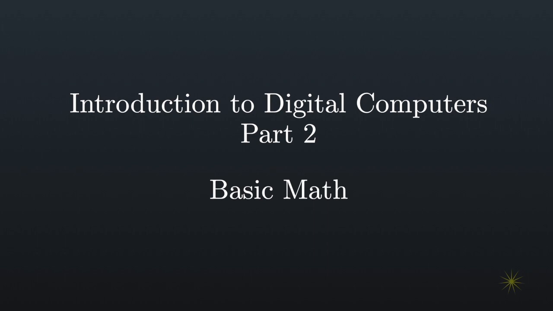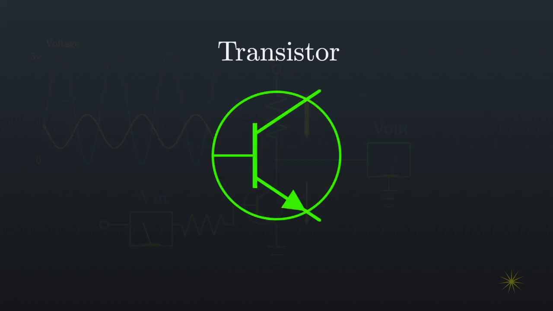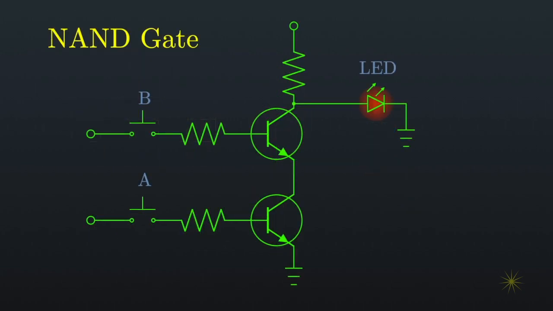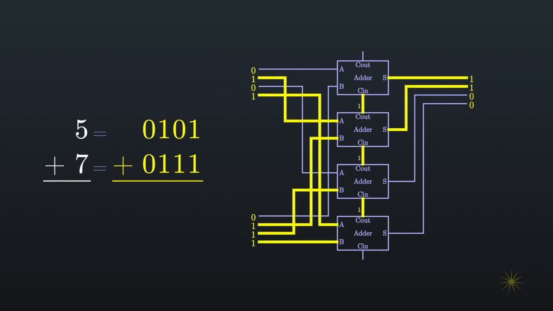Hey, Bill here. In our last video, we covered transistors, how they work, how they can be used as switches. We also described how to make basic logic circuits with them. In this video, we'll talk about how you can use all this stuff to do basic mathematical operations.